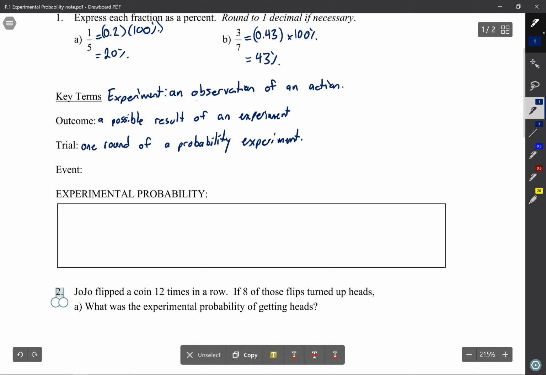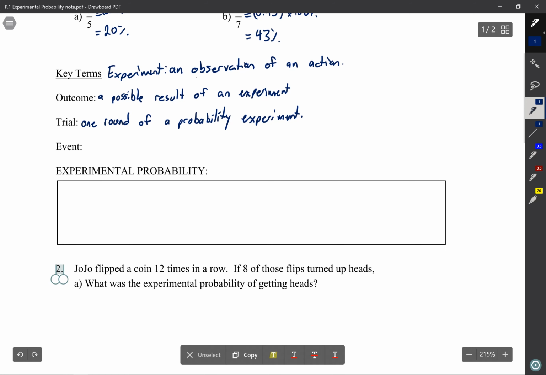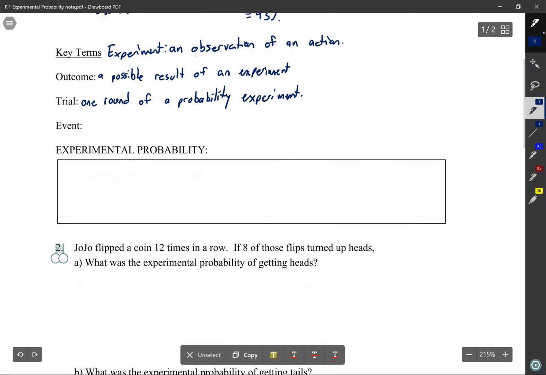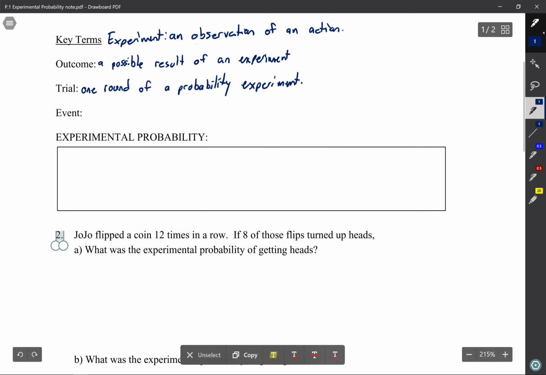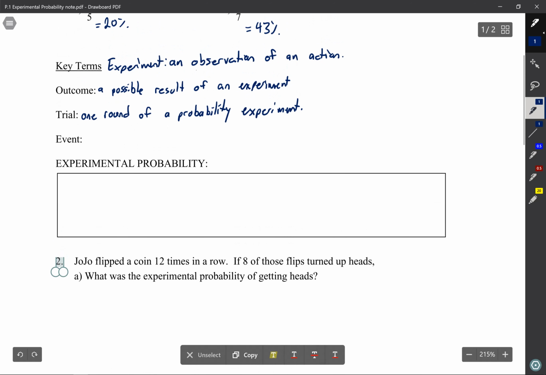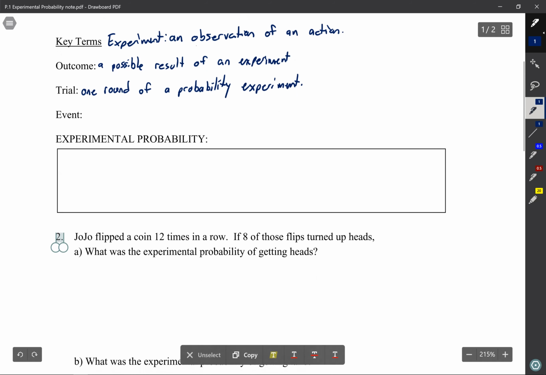So when we're working with experimental probability, we'll always be performing an experiment more than once. Sometimes that means we're rolling a die once or twice or 3 times or 50 times or 100 times. And we'll note that the more trials we have, the more accurate our experimental probability can predict things. Now, an event is a set of outcomes with the same result.